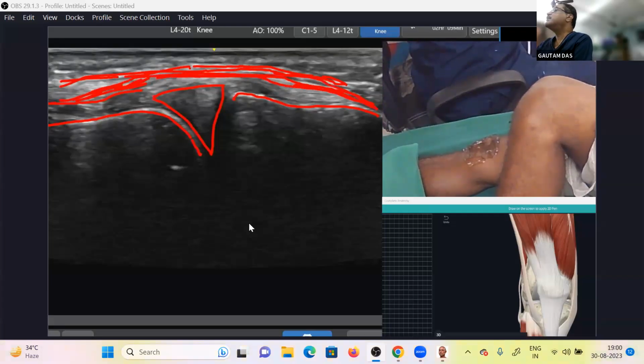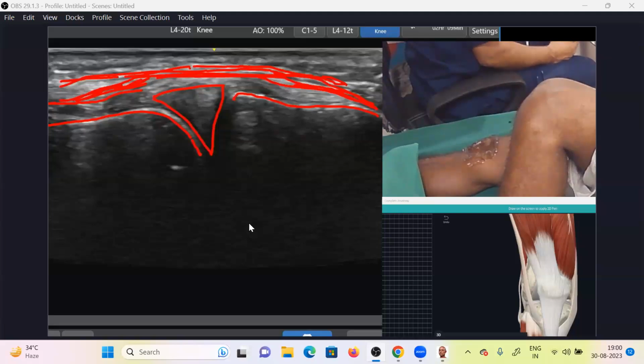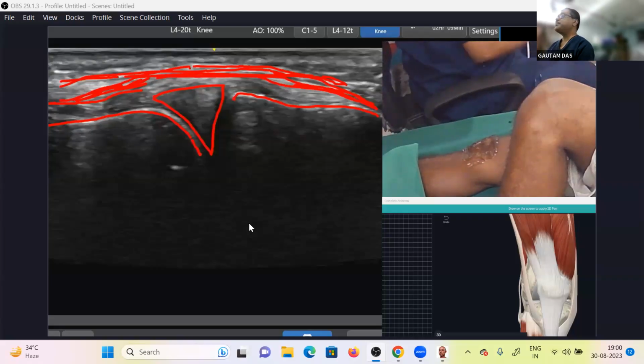What is this layer? On the medial side, this is the patellofemoral ligament, now continuous with the superficial layer of the medial collateral ligament. And now the deeper layer of the medial collateral ligament is your meniscofemoral and meniscotibial.